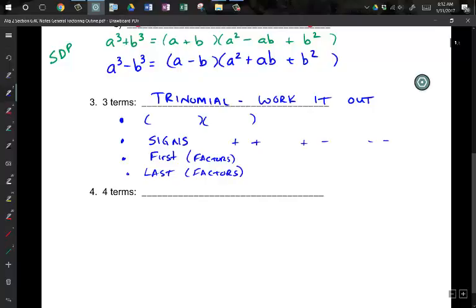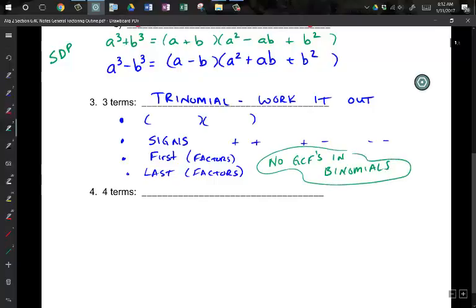And one of the keys for when you have a trinomial is first making sure you take out a GCF. Because if you take out a GCF first, I guess we can put a little note here: no GCFs in the binomials, because we've already taken them out originally, which should help us with our deduction of those problems.